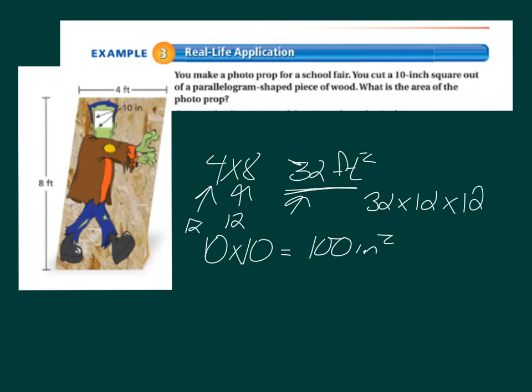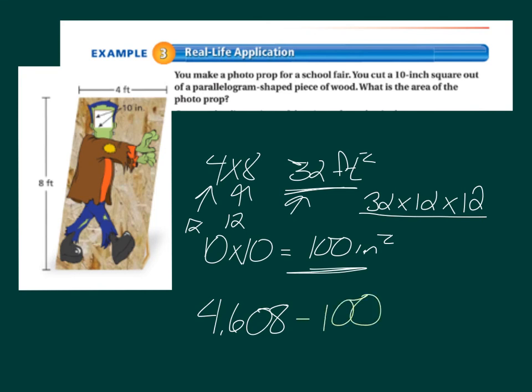When we do that, our new unit of measurement for the entire plywood cutout is 4,608 inches. Then we're going to take away how much that face is that we're going to cut out. So we're going to subtract 100 inches, and you guys can see pretty easily here what we would get for subtracting. We would get 4,508 inches squared for that plywood cutout.